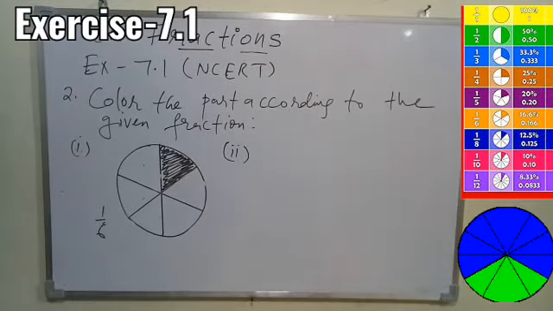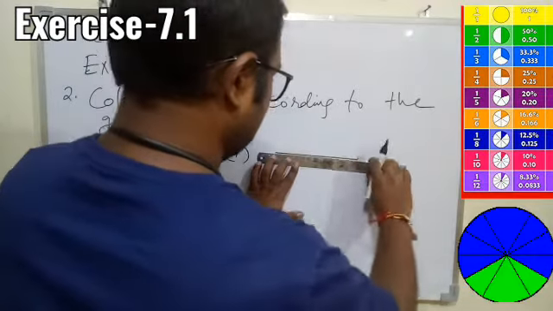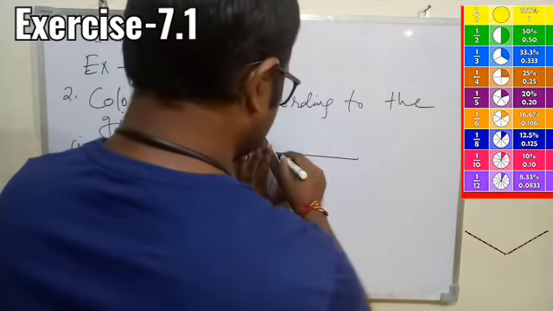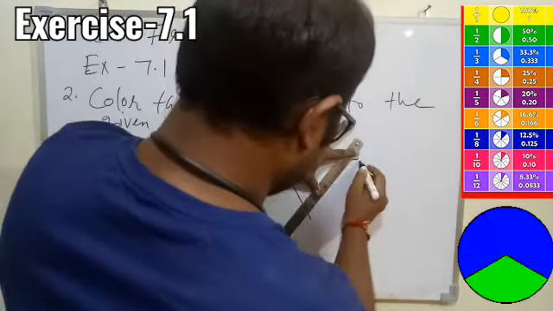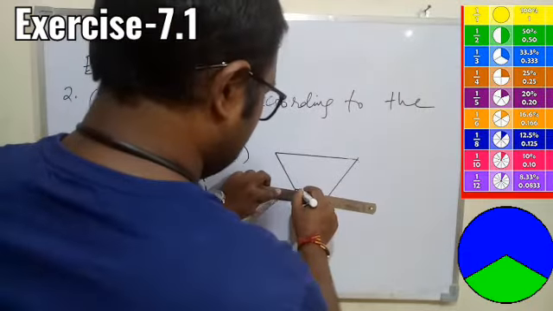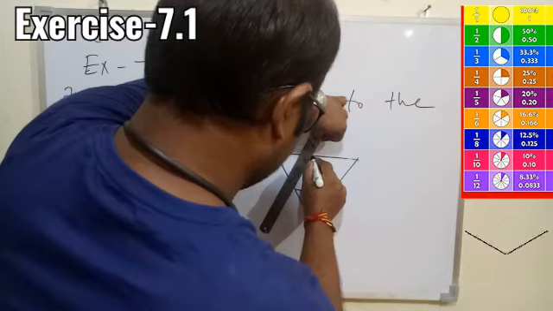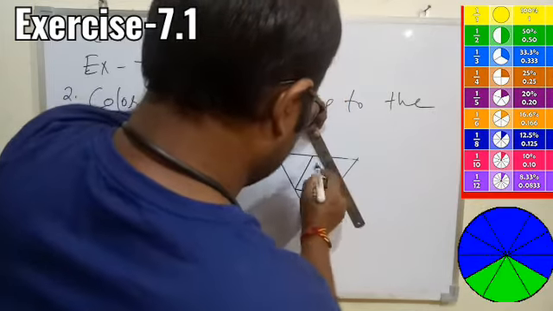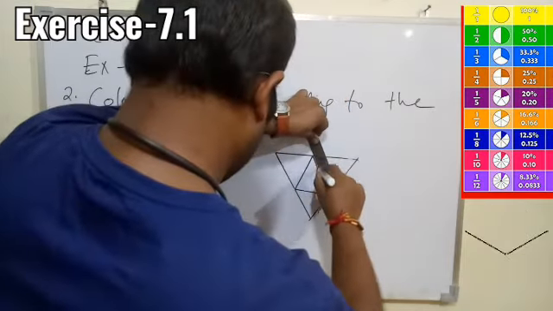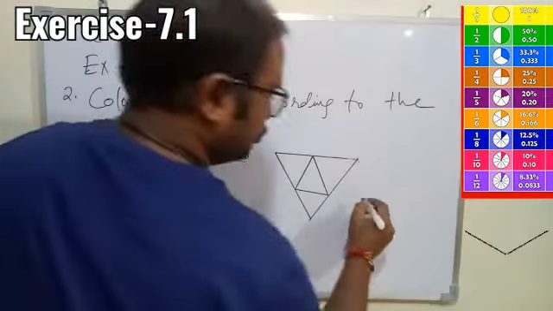Number 2. In this one there is a triangle given to you. So let's understand this properly. The only thing is, at home you must try to make a perfect diagram, and then you do the coloring and all. And here it is written 1/4.